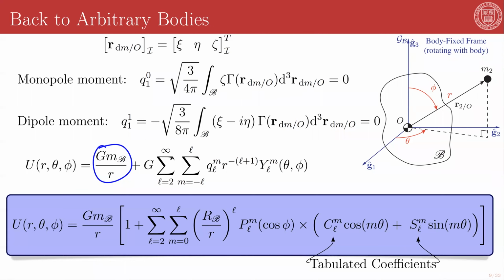Most commonly, this is represented in this form, where we again pull out the G M_B over r factor, and inside this multiplication, we have the one term corresponding to this times the summation over the equatorial radius of the body divided by the orbital radius magnitude to the lth power times the lth mth Legendre polynomial operating on cosine of the zenith angle multiplied by cosine m theta plus sine m theta with some coefficients, C_lm and S_lm, and these are the coefficients that are most commonly tabulated.